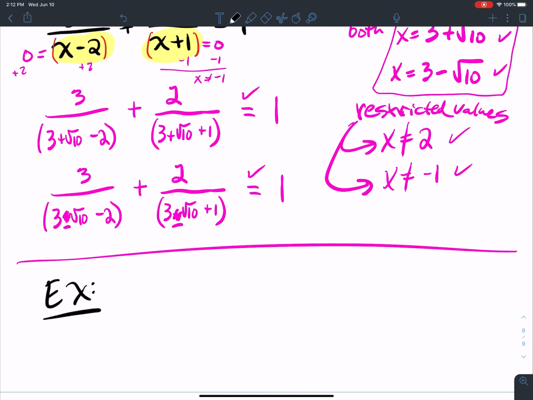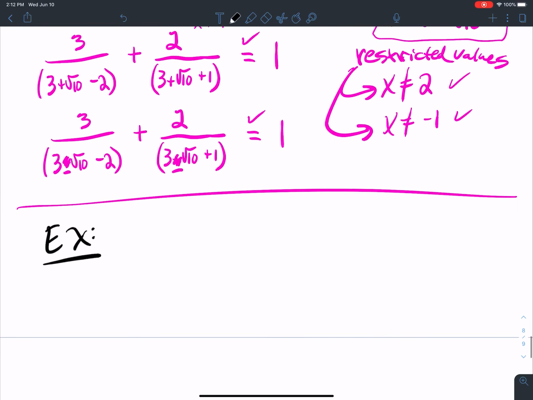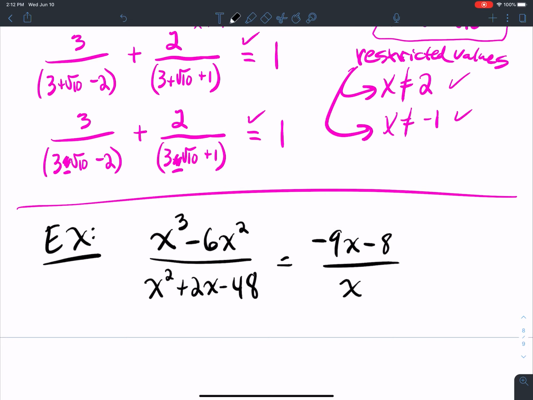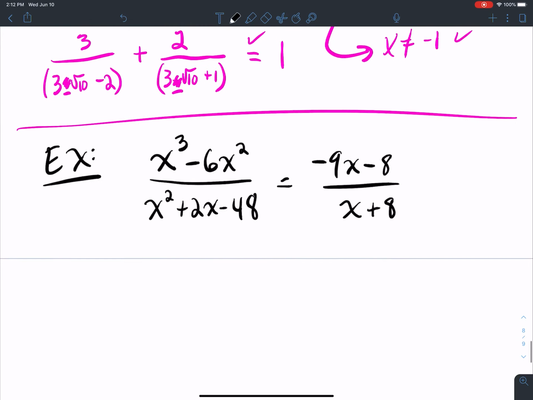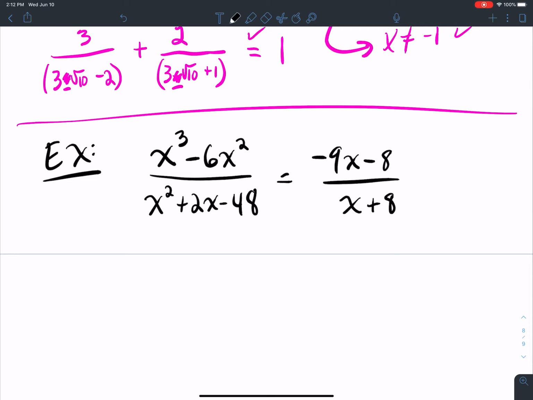So we have an example of (x cubed minus 6x squared) over (x squared plus 2x minus 48) equals (negative 9x minus 8) over (x plus 8). Now, you could do this by just multiplying through, but I promise you, if you factor first, you're going to make your life a little bit better. So factor first, and I promise it's going to be easier for you.